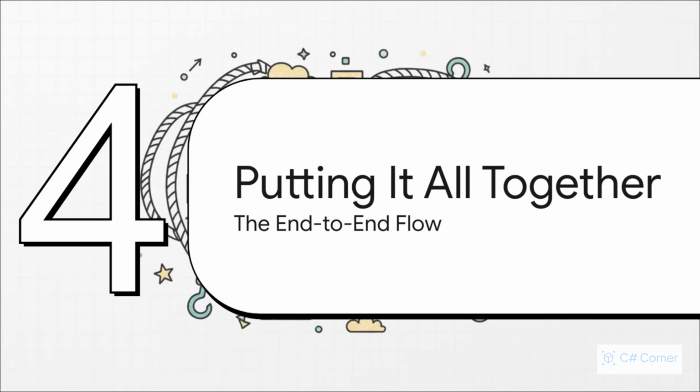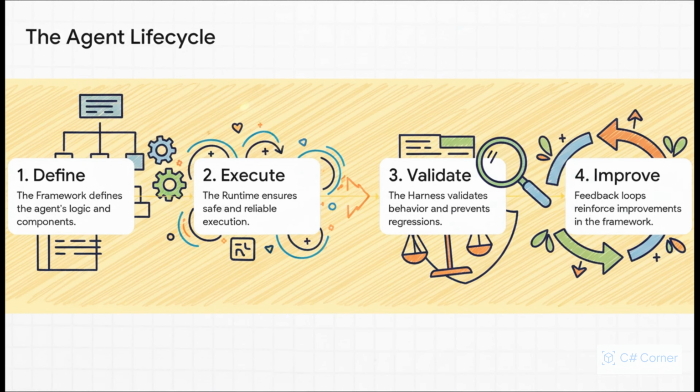So how do these three layers actually play together? It's not just a one-way street. It's a continuous cycle of improvement. It's a really elegant life cycle that pretty much mirrors the best practices from modern software development. First, you define the agent in the framework. Then the runtime brings that definition to life and executes it. The harness then rigorously validates that it works correctly. And here's the magic. That validation data feeds directly back to help you improve the original design. It's this beautiful, closed loop that constantly pushes for higher quality.